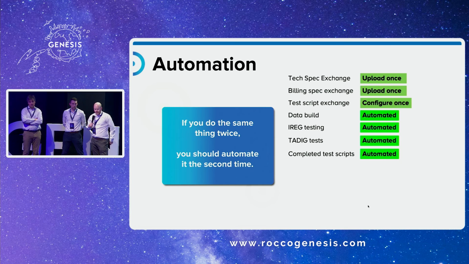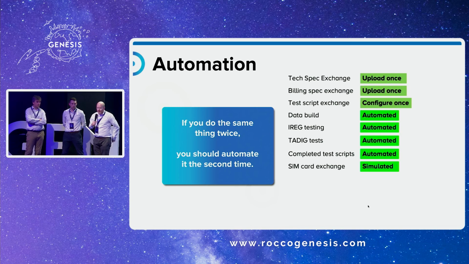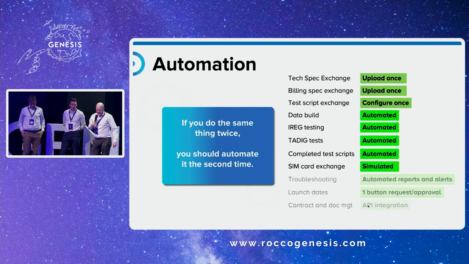TADIG testing, you use API calls to retrieve the billing data, and you validate against the test that you've done. The SIM card exchange doesn't need to be done between every network. Instead, that can be done once. You send the SIM cards to the centralized platform and reuse them across all the different roaming test scenarios you have. Even when something goes wrong, troubleshooting, APIs can help us there as well.